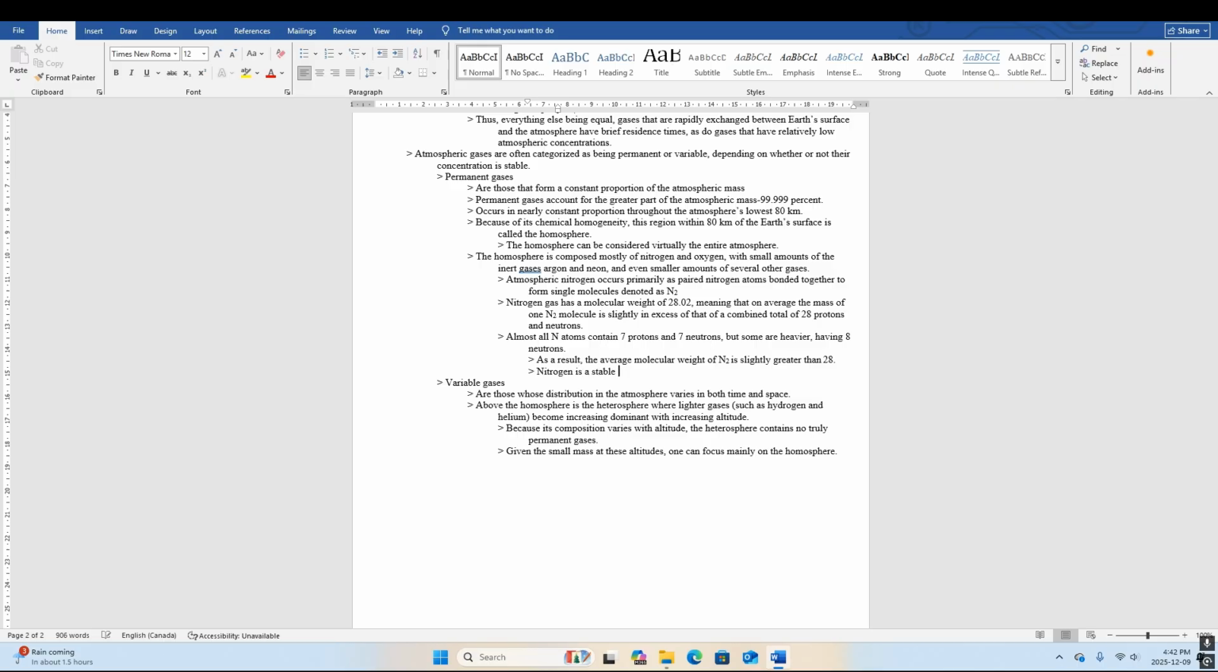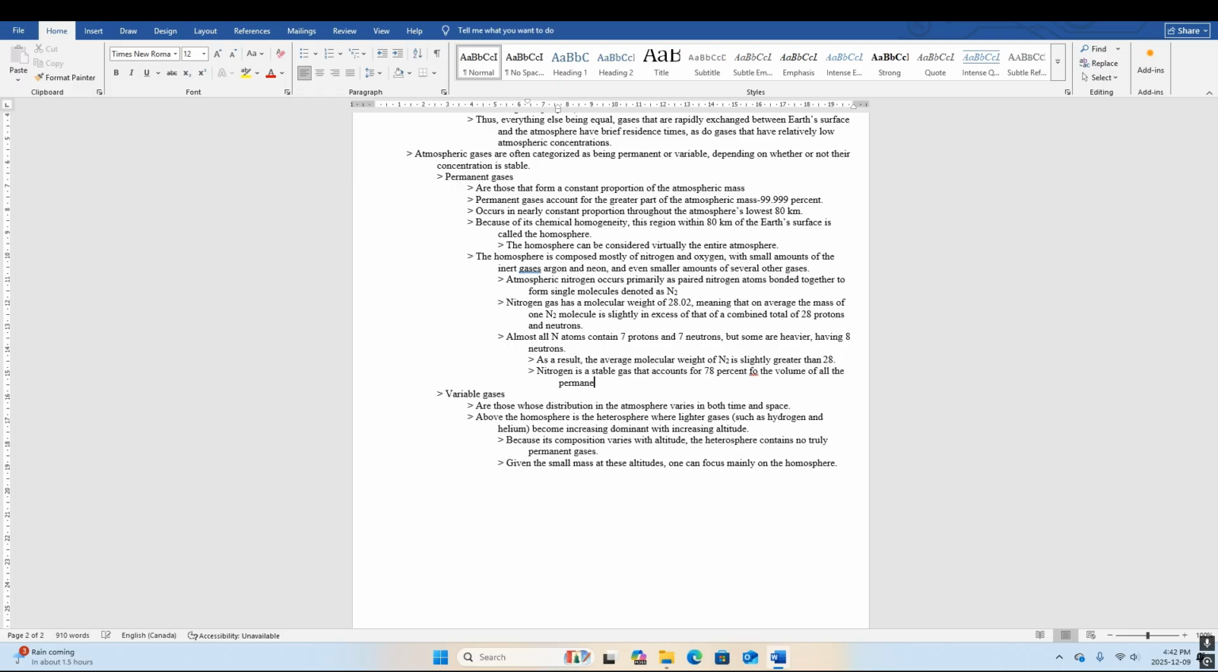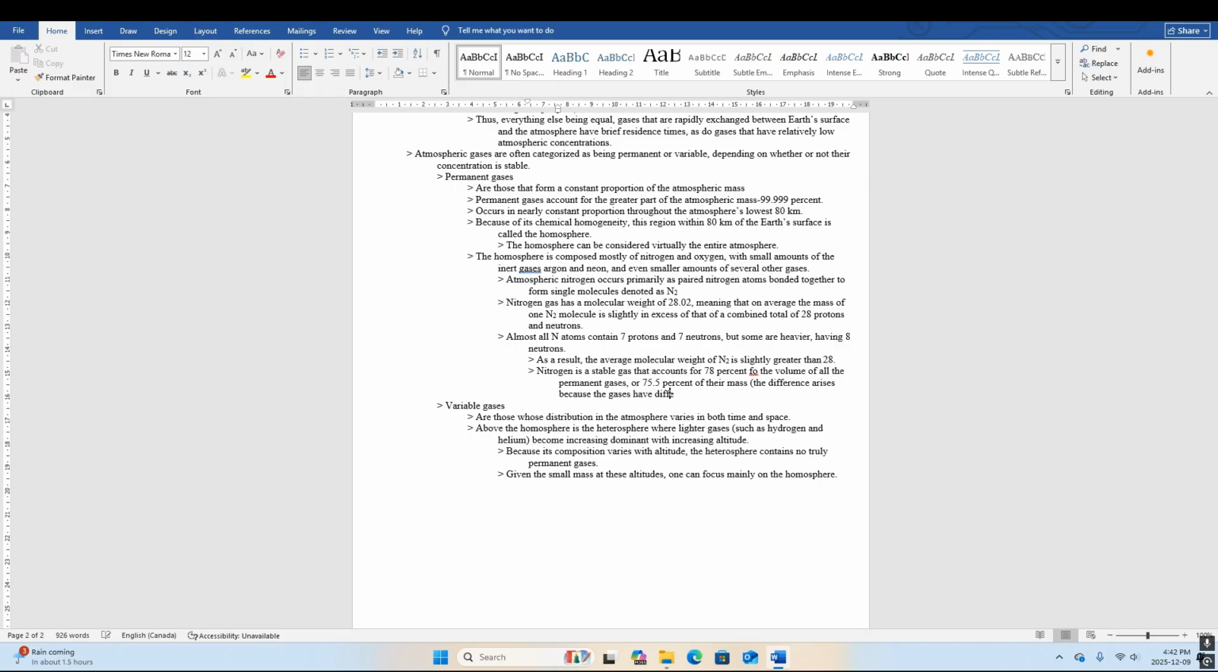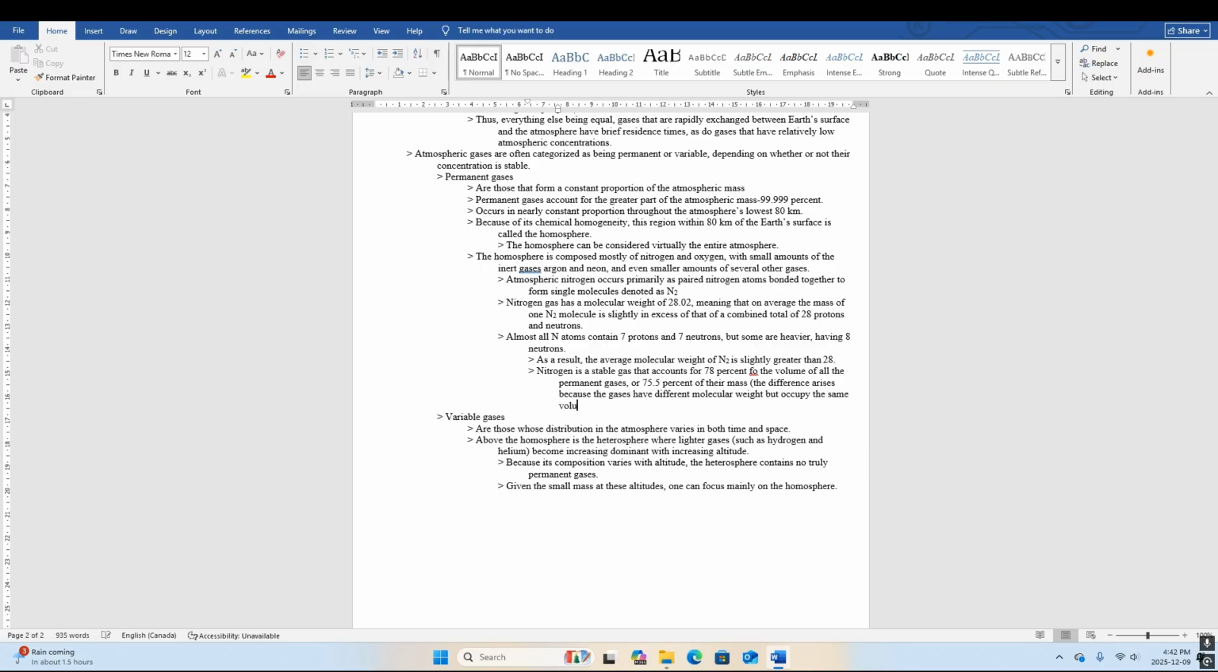Nitrogen is a stable gas that accounts for 78% of the volume of the permanent gases, or 75.5% of the mass. Sorry, I read the same part twice. The difference arises because the gases have different molecular weights but occupy the same volume under similar conditions.